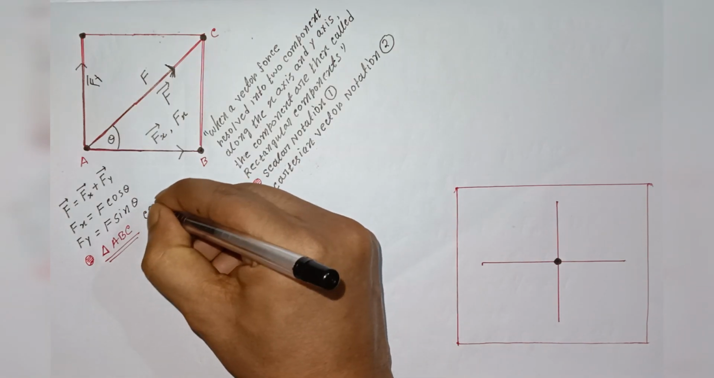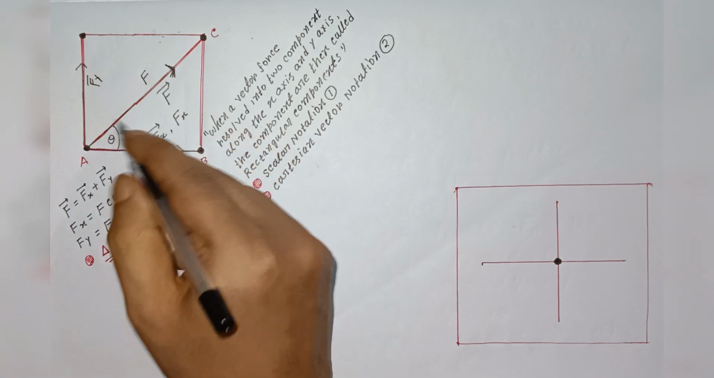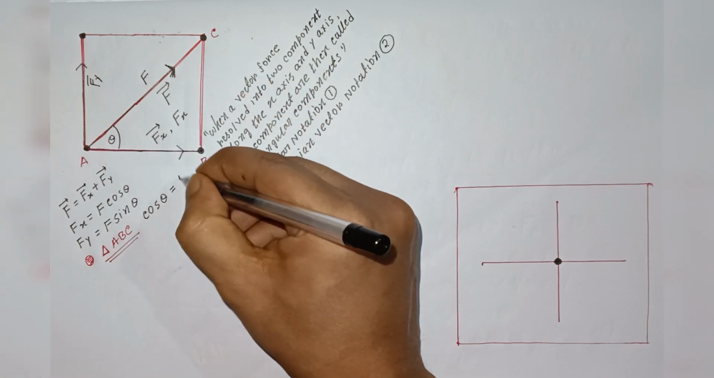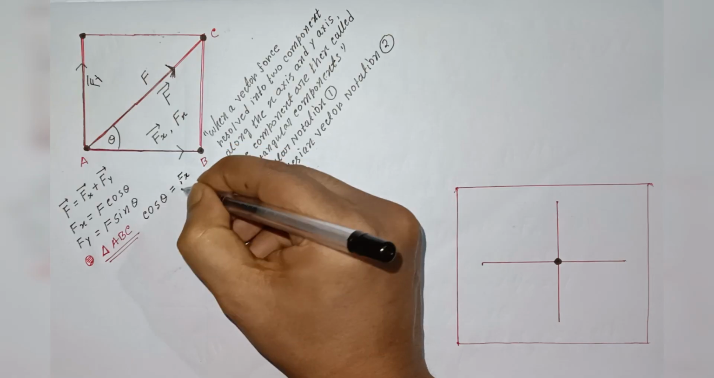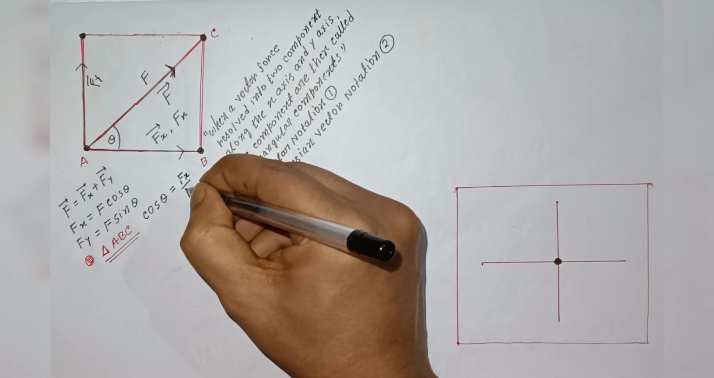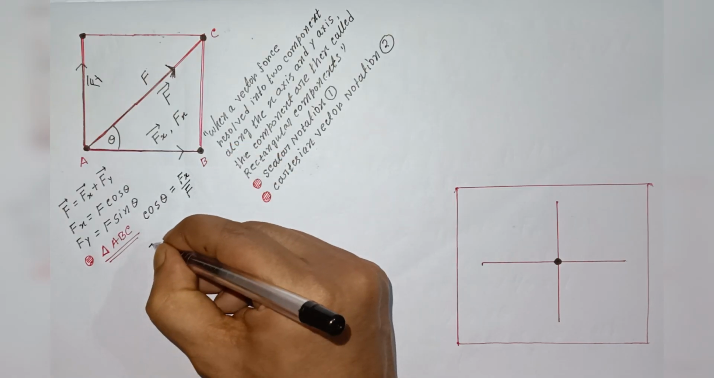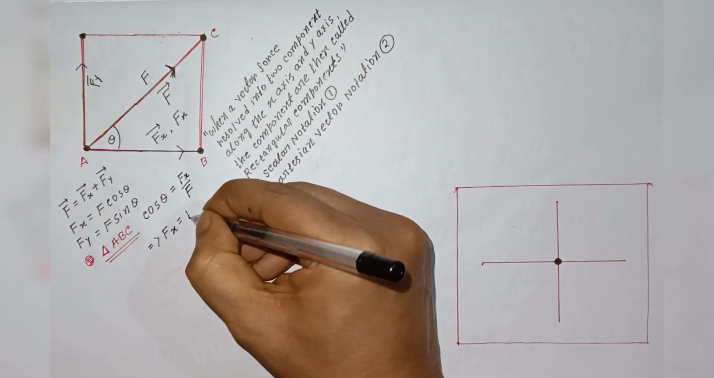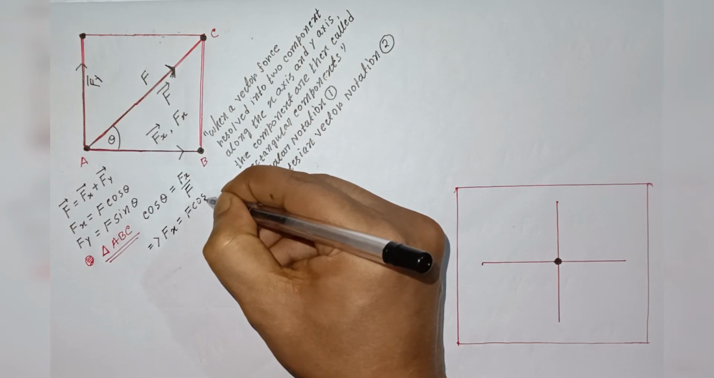You will say cos theta equals base by hypotenuse, that means AB by AC. This is cos theta equal to Fx by F. Here the boom: Fx equals F cos theta. Simple like eating biryani. Very tasty.